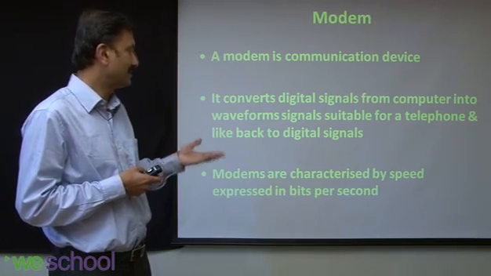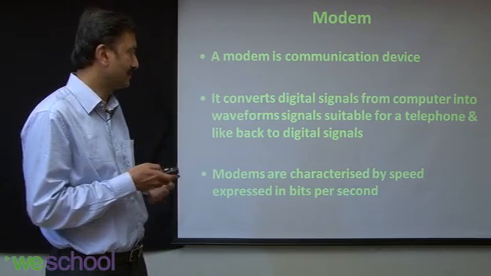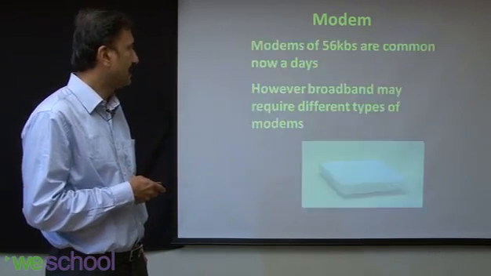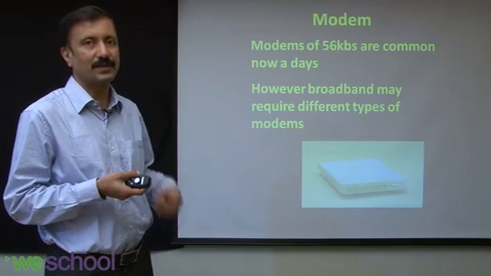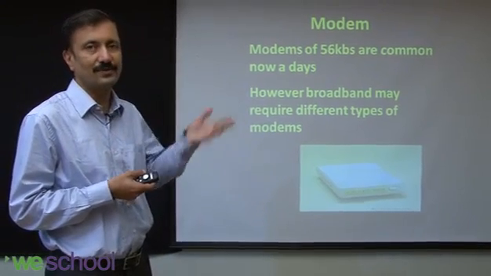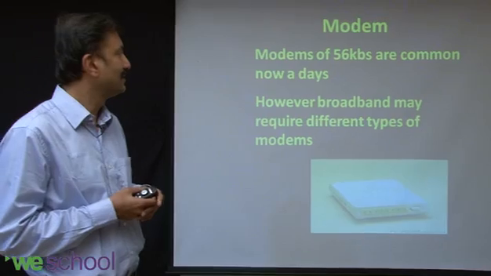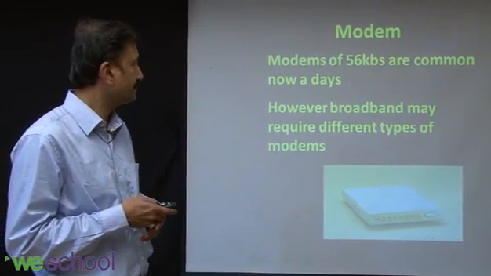Now, speed is expressed in terms of bandwidth, in terms of the number of bits that you can transfer per second. And it's very common nowadays, for example, to have 56 kbps modems. And we need a lot of modems nowadays because we want to connect to 3G and such things, and broadband connections, etc. that we take.